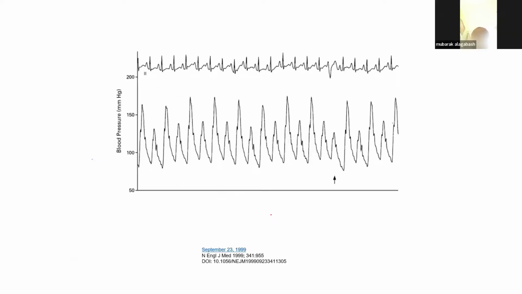Good. Now what is this? Okay. What is this? This is electrical alternans. Is it electrical alternans? You agree? No. This is paradoxus. Just a moment, I'm going to mute.